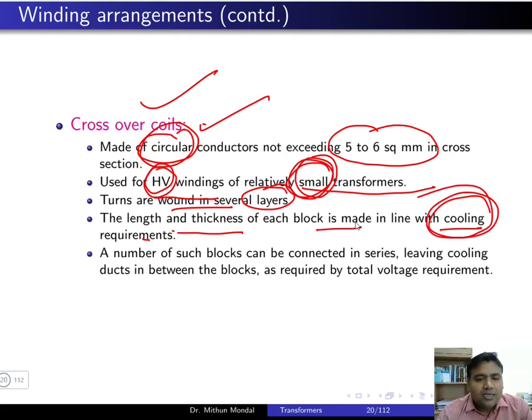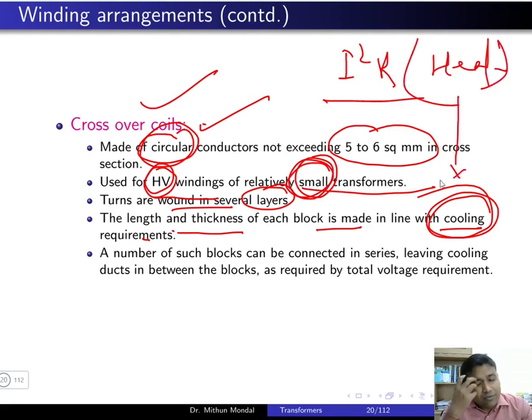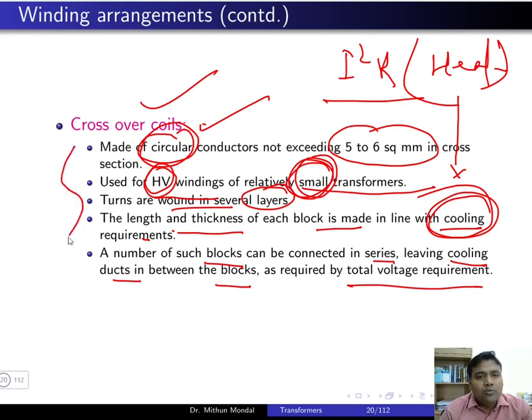That is very important in a transformer, because as the size of the transformer increases, more and more loss will be there. This I square R loss will result in the production of heat, and this heat you have to remove with the help of cooling. Here a number of such blocks can be connected in series, leaving cooling ducts in between the blocks as required by the total voltage requirement. If you Google more on the types of winding, you can see the construction of that winding. In the crossover coils, the main point to remember is that it is generally used for the high voltage winding of small transformers.